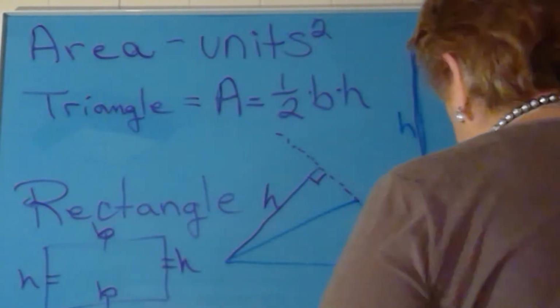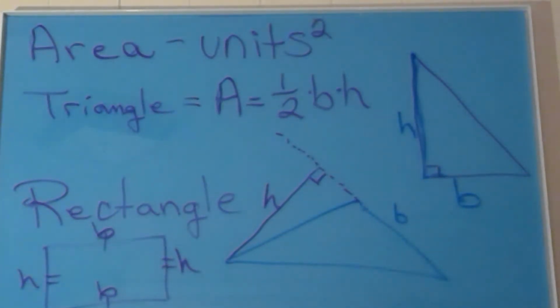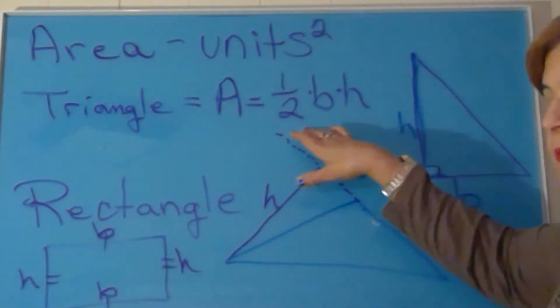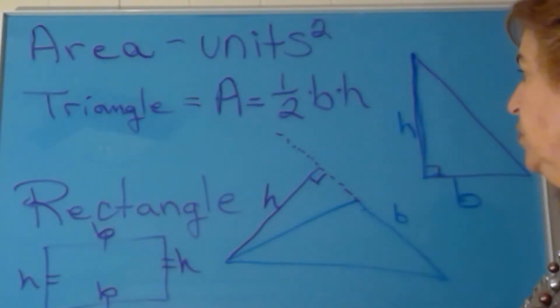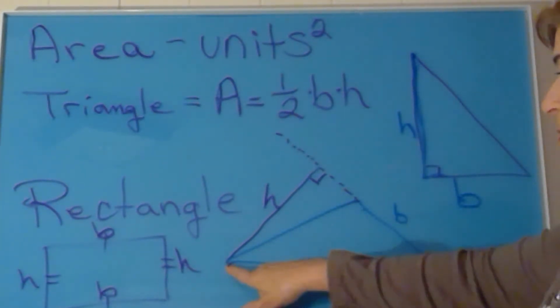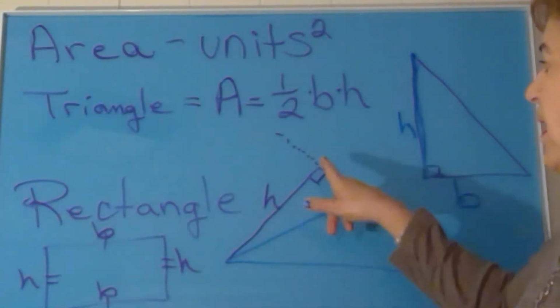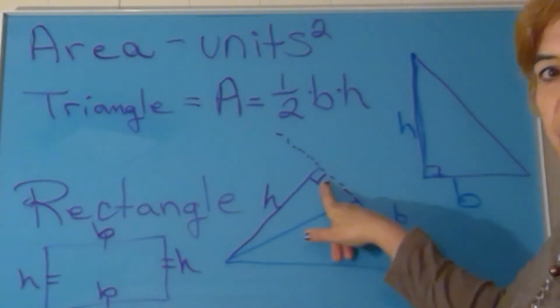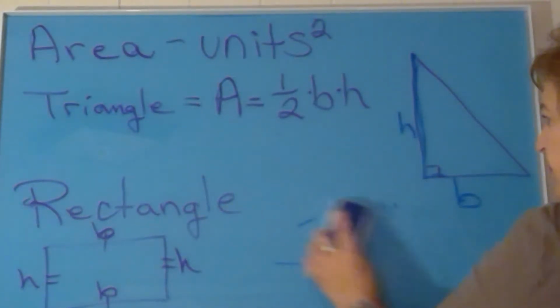So that is how we find the area of any triangle. It's going to be 1/2 the base times the height. You just have to make sure that no matter what kind of triangle you have, the height has to be a segment from the opposite vertex and perpendicular, or forming a 90-degree angle with the base.